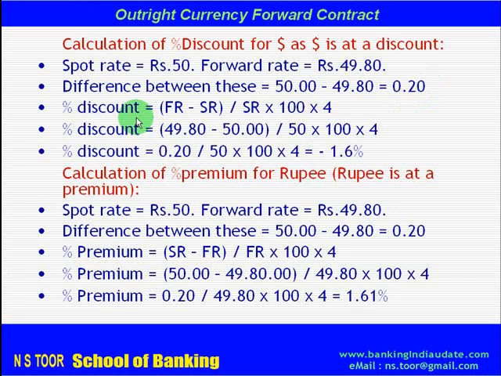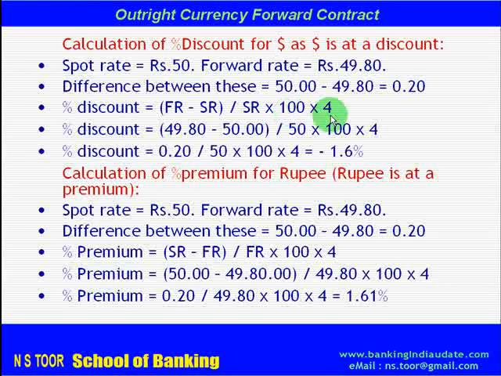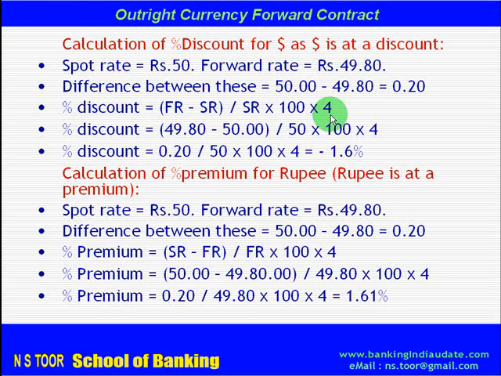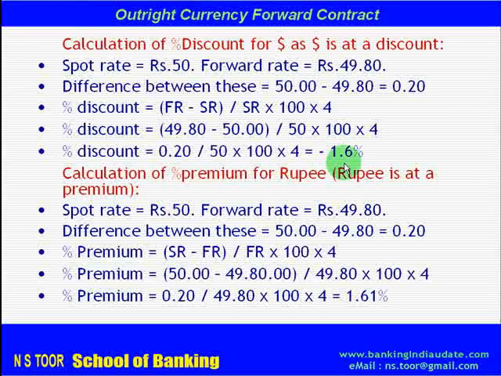Discount will be calculated with the help of this formula: forward rate minus spot rate, divided by spot rate, into 100, multiplied by 4. Multiplication by 4 is required to convert the quarterly discount into an annual discount. So the discount will be calculated like this, and the discount is 1.6%.